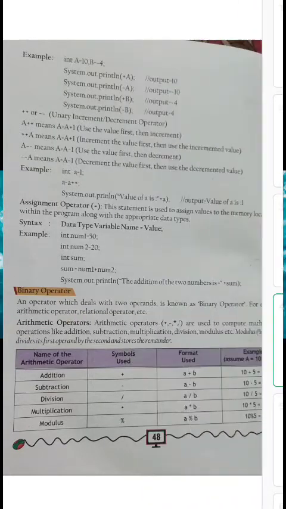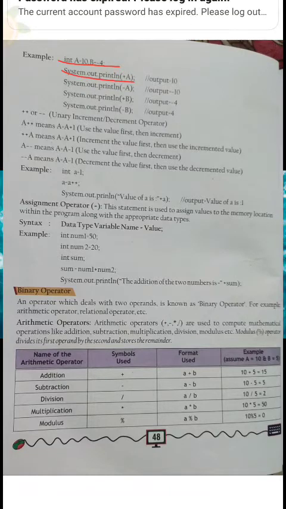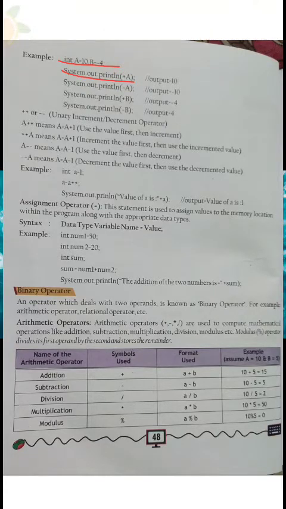Here one example is given for the unary operator. Now see here, two integers have been declared: integer a, comma, integer b. The value of a is taken as 10 and the value of b is taken as -4. System.out.println is a print statement which we will be using in the program for printing on the screen. Now here, +a, only one operand is there and one operator.